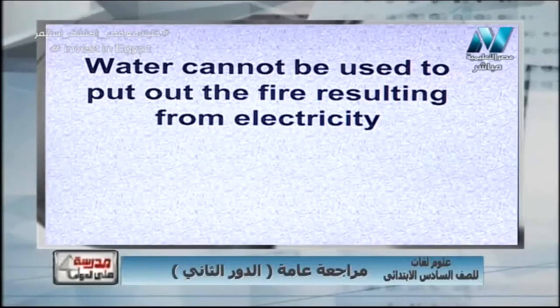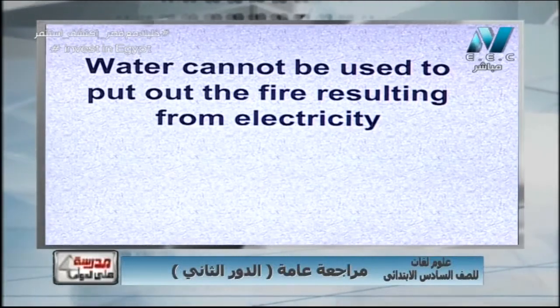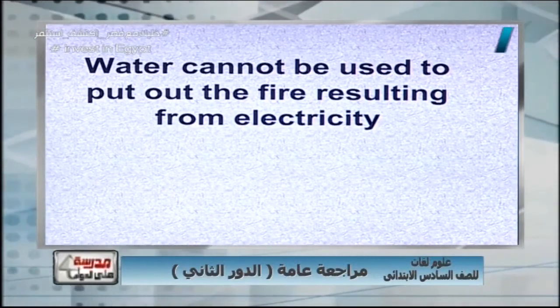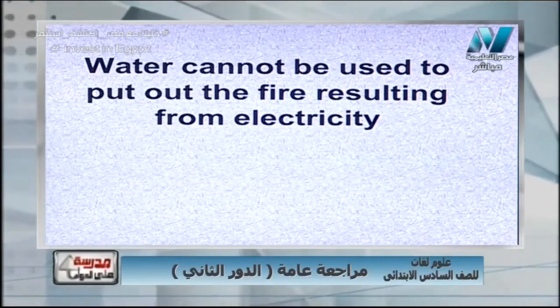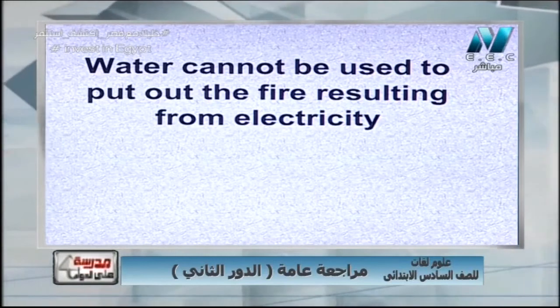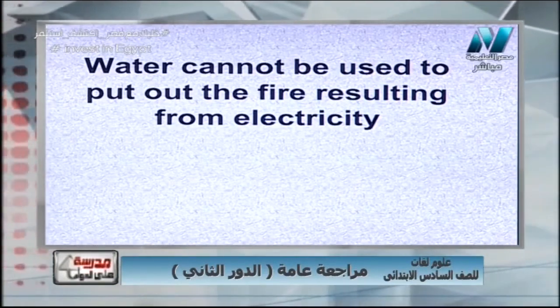بيمنع الاشتعال. سؤال تاني كان بيقول لي water cannot be used to put out electric fire resulting from electricity. المية ما ينفعش استخدمها لإطفاء الحرائق الناتجة من الكهرباء. طيب ليه يعني؟ إيه المشكلة؟ ما هي حريقة والسلام. لا طبعا، عارفين كويس قوي في نوعين من الحرائق ما ينفعش أطفيهم بالمية: electric fire حرائق كهربية، أو petrol أو oil fire أي حرائق فيها زيت أو بترول.